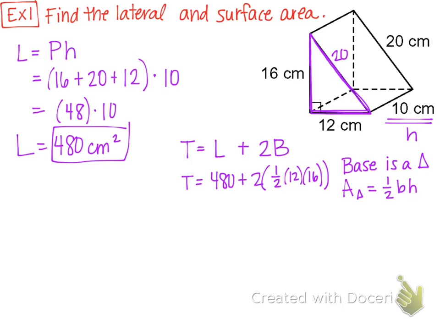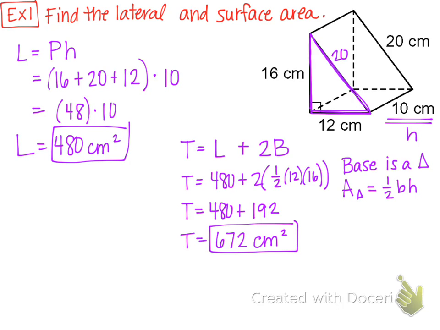Alright, so let's do some calculations here. That's still 480 plus, and we get 192 from this. Then we add 480 to 192, and we get 672. And the units, centimeters squared. Now, don't forget your total is always going to be bigger than your lateral, because your lateral doesn't include all of the surfaces, but your total does.